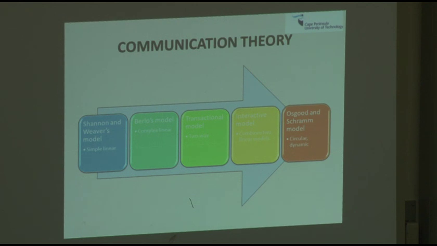Now remember, the theorists started with the communication theories. They started with a simple linear model. They saw that, okay, we can expand this model. We go over to the complex linear model, saying that we need to include noise. The transactional model is saying that communication is definitely not linear, but it's a transaction between two people. And then the interactive model, as well as Osgood and Scrum's model, says that communication is something that is never ending, right?